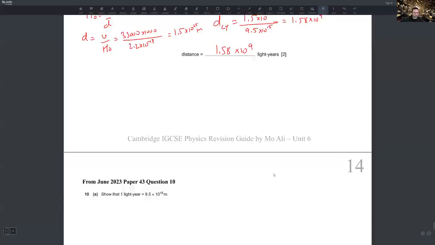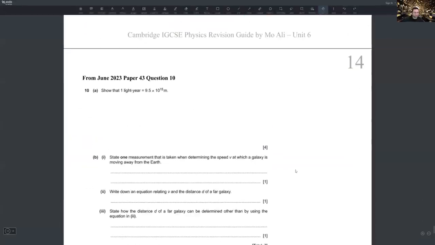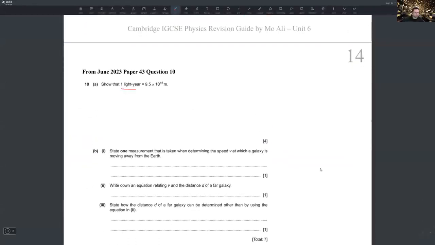Done. Last question, or last two questions, quickly. Show that 1 light year is 9.5 times 10 power 15. We've done this before already. We say 1 light year is a distance. Distance is speed times time. The word show means you have to tell him everything. The speed of light is 3 times 10 power 8, and the time is equal to 1 year, which is 365 times 24 times 60 times 60.